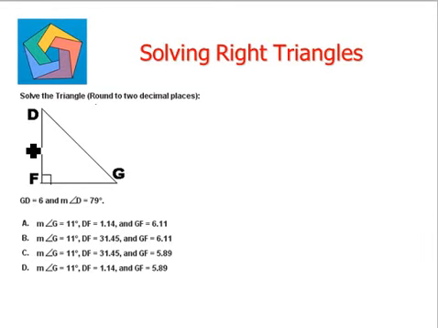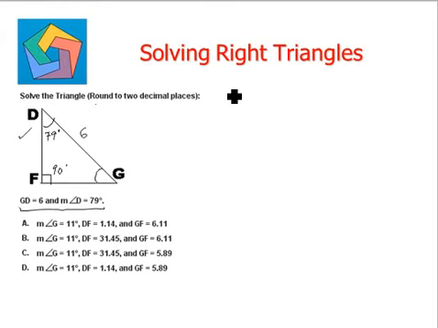Here we're given a right angled triangle DFG, right angled at F, and also some measurements are given. GD equals 6, that is this hypotenuse, and measure of angle D equals 79 degrees. So in a triangle we know two angles. First let's find out the third angle, that is angle G.